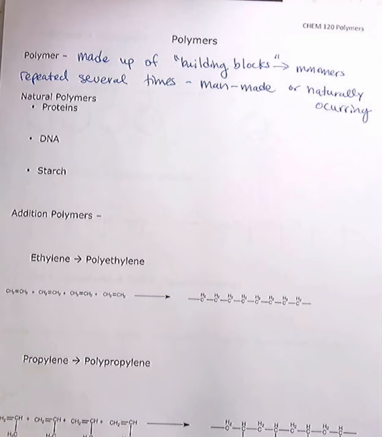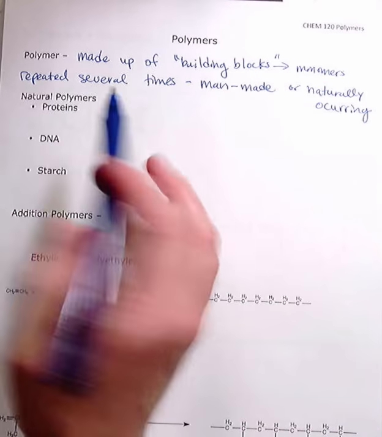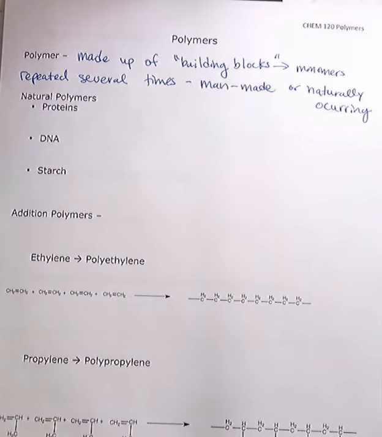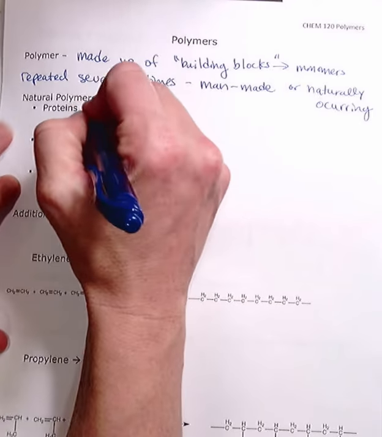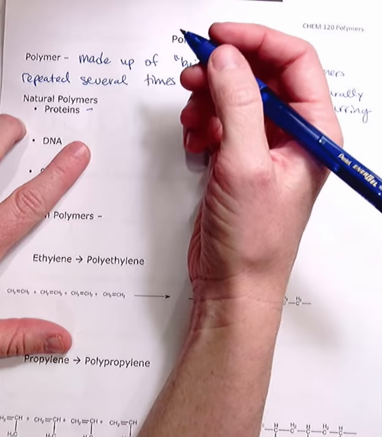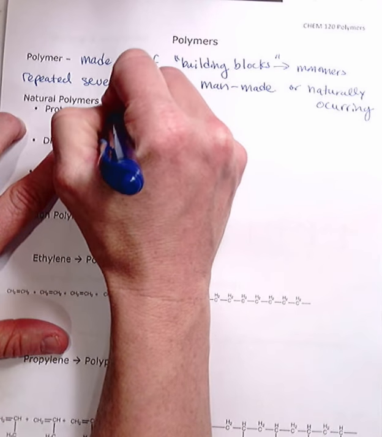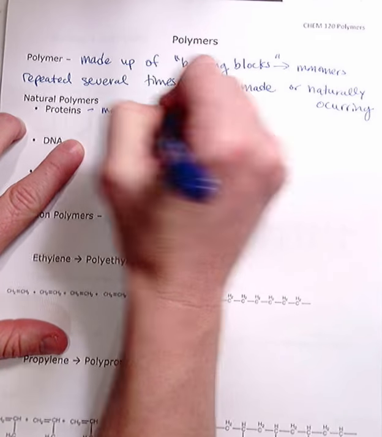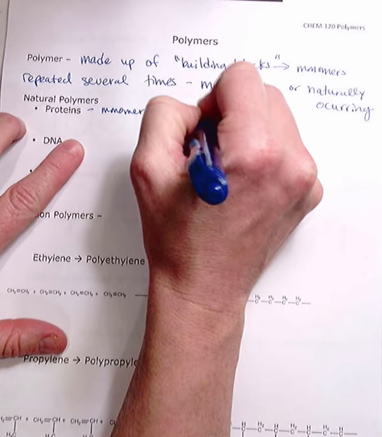So the natural polymers that we have interaction with every day: proteins. And you think, oh, what are proteins? Well, we eat proteins, right? Your hair is a protein. Your fingernails are a protein. All your skin, you're made up of all these different proteins, which are polymers. They have monomers that are repeated again and again. So with proteins, the building block is amino acids. So the monomer is amino acids.